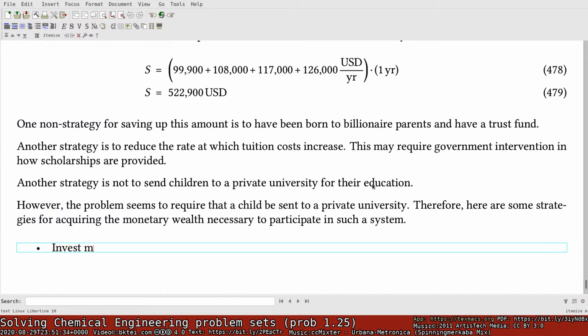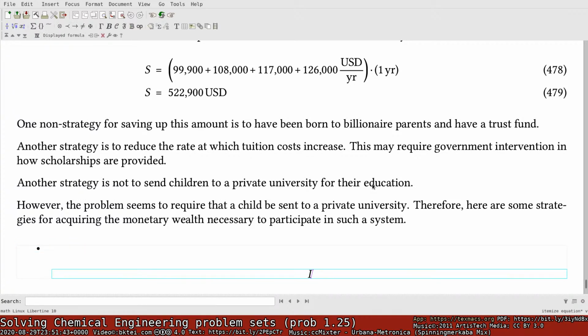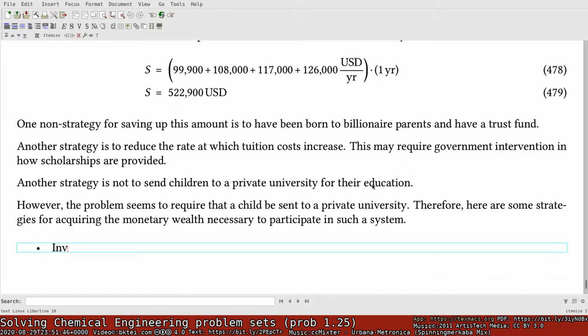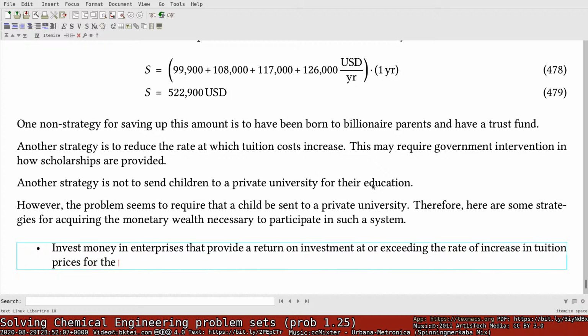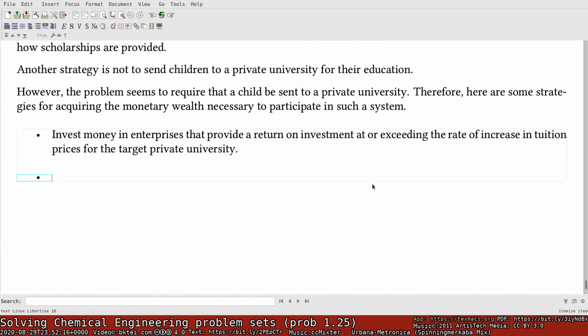Invest money in enterprises that provide a return on investment at or exceeding 8%, or exceeding the rate of increase in tuition prices for the target private university. Let's see here.